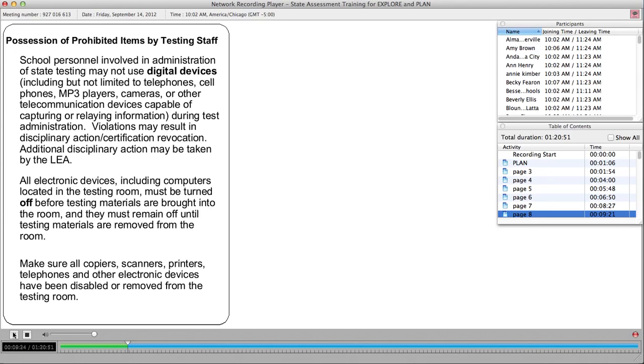This particular part, the possession of prohibited items by testing staff, we can't stress enough how important it is for school personnel involved in the administration of state testing not to use any digital devices, and those are listed for you. Any digital devices should not be used during testing. Violations may result in disciplinary action and certification revocation. Also, some of our LEAs have taken additional disciplinary action.